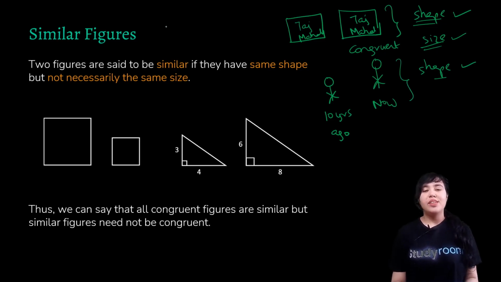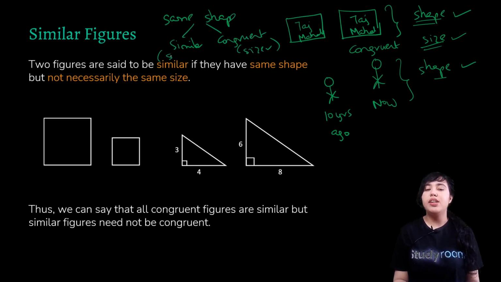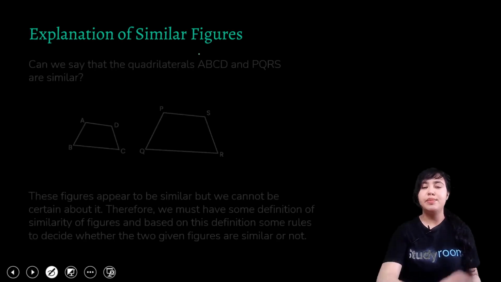So basically you look at the shape. So if the shape is same, there are 2 possibilities depending on the size. So it could be similar and it could be congruent. Congruent if size is same and similar if size is not same but certain rules are followed. Alright, so now we have explanation of similar figures.